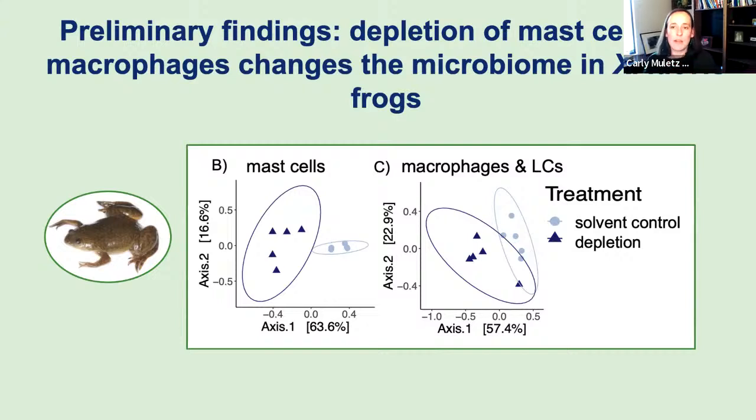And then we've also been able to show that we can alter the resident immune cells in the skin of these animals, their mast cells and macrophages, and that this changes microbiome composition. So this is if you deplete the mast cells versus the controls, looking at the microbiome, and similar with the macrophages being depleted versus control. So pretty exciting, and I'm excited to share more with you all as we go forward.